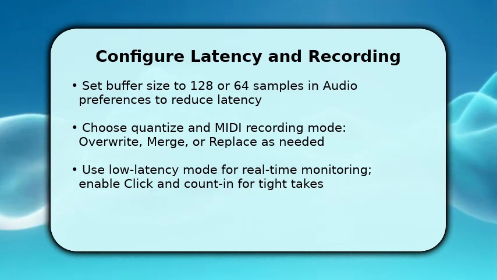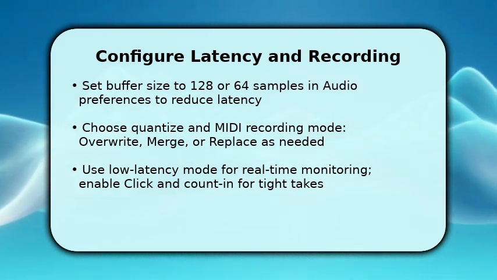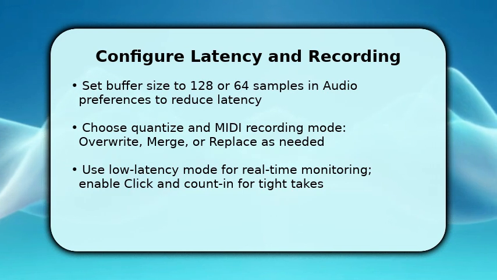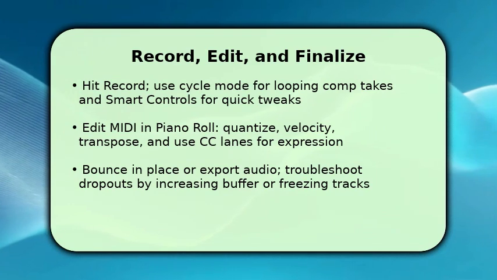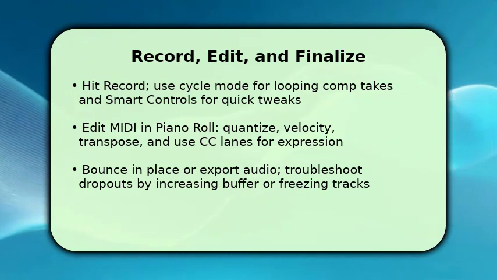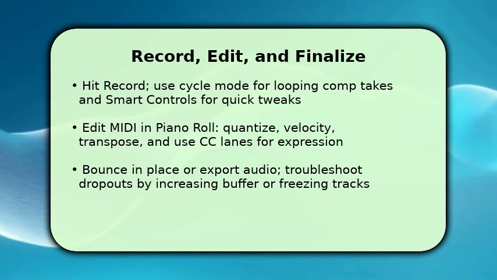Enable the metronome and a 1-bar count-in to lock tempo, and arm punch-in if you plan to fix sections without redoing whole takes. Hit record and play. Use cycle mode for looped comp takes so you can comp the best phrases later. Once you have material, open the piano roll to tighten timing with quantize, adjust velocity for dynamics, and add CC for sustain or mod. When you're happy, bounce in place or export stems.